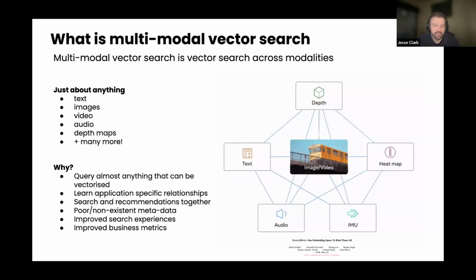The benefits are quite numerous. You can learn these relationships, which will be very unique to your use case, because maybe there are only particular modalities. It starts to put search and recommendations together. If you don't have metadata, you can still search things, and ultimately you get improved search experiences. You get much more relevant content, and you can improve business metrics. We see better engagement, better add to cart, all this kind of stuff.